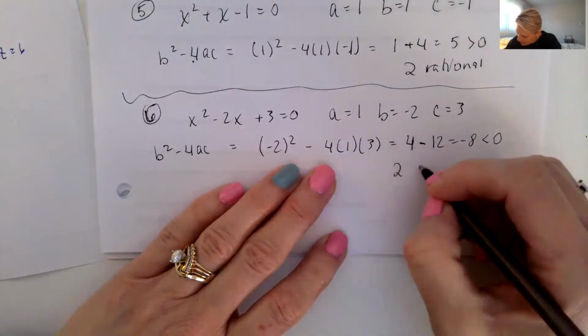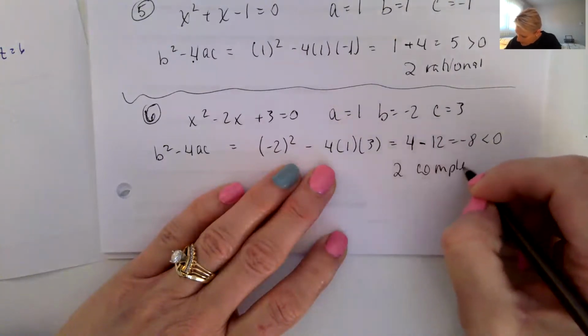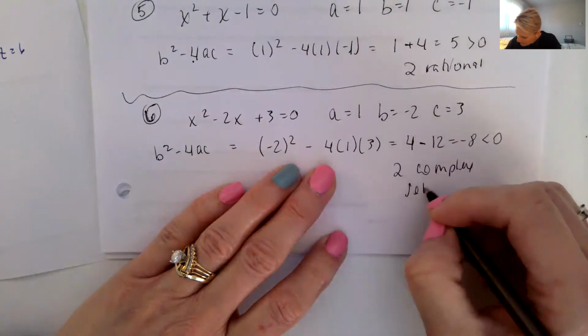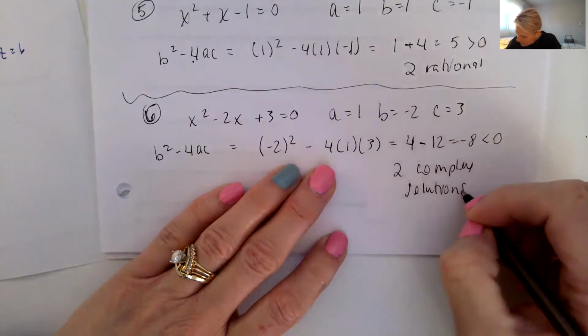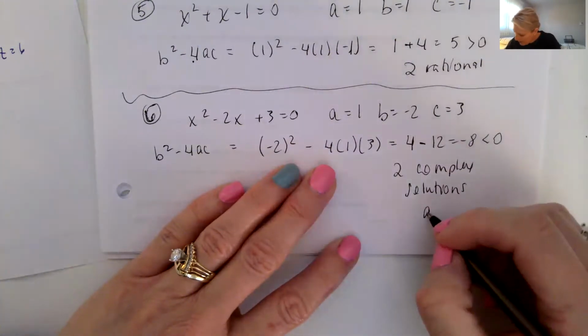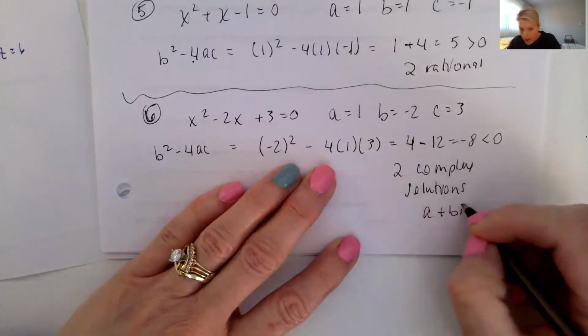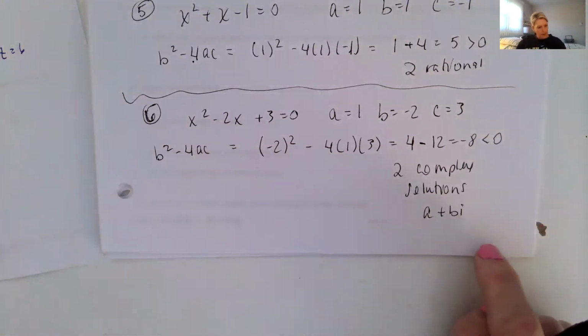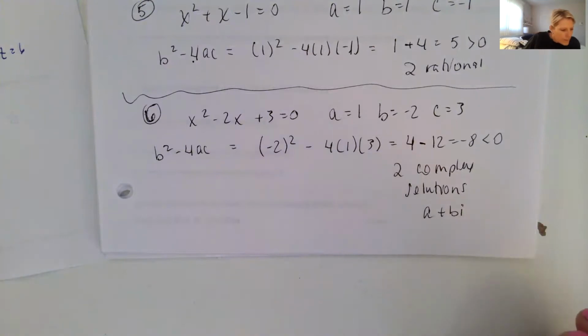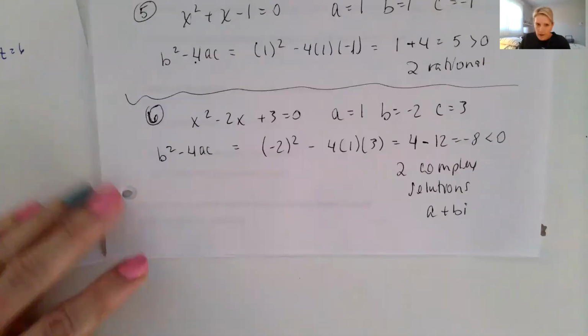So you're going to have two complex solutions. When I say complex, I mean a plus bi, because you're going to have that imaginary number involved. Let's look at another one to see if that one comes out too.